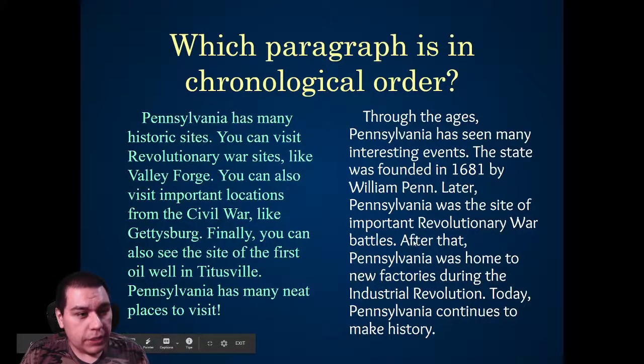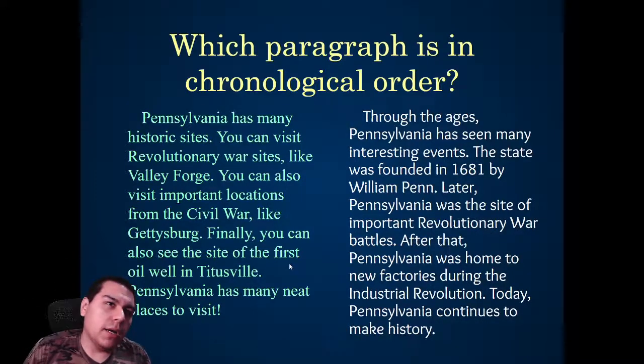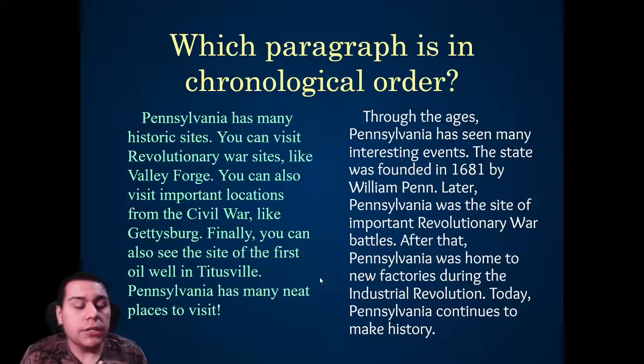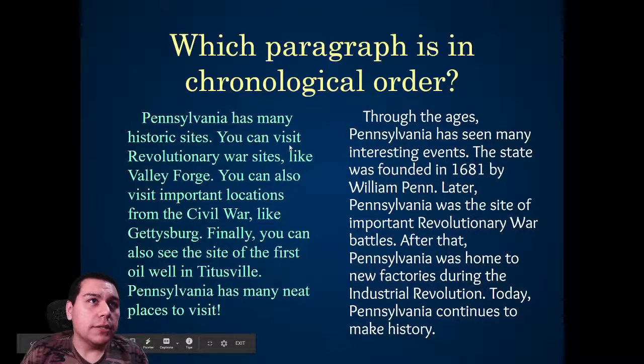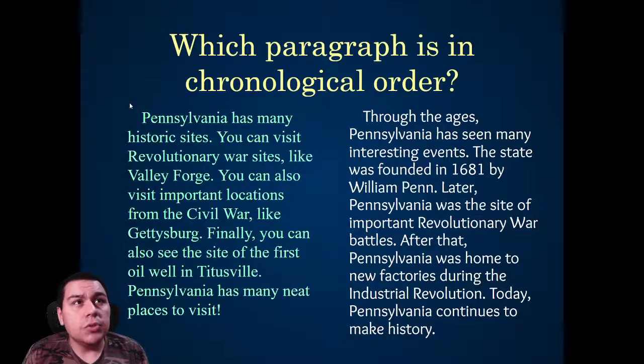We have two paragraphs here. I'm gonna read them both, and then you're gonna tell me which one you think is in chronological order. So we have a green and a white. The green paragraph says, Pennsylvania has many historic sites. You can visit Revolutionary War sites like Valley Forge. You can also visit important locations from the Civil War, like Gettysburg. Finally, you can also see the site of the first oil well in Titusville. Pennsylvania has many neat places to visit.